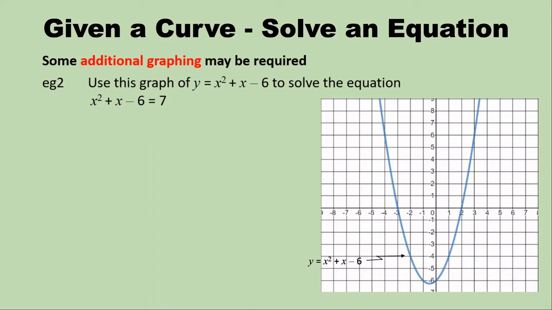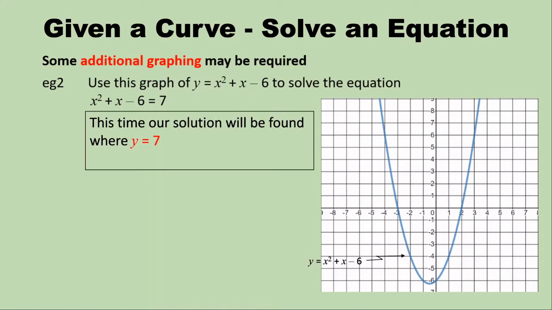We're not always looking for the roots, so we're not always looking for just where the curve crosses the x-axis. In this case, for example, I've got the curve y equals x squared plus x minus 6, but I want to solve the equation x squared plus x minus 6 equals 7, not 0. So this time, our solution will be found where y is equal to 7, because as you see, although I've graphed the curve y equals x squared plus x minus 6, I actually want to solve where I'm replacing the y with a 7. So let's graph the line y equals 7.